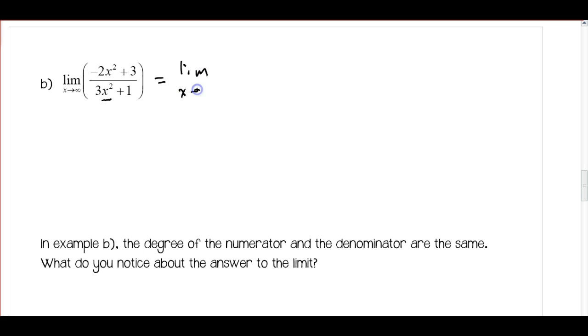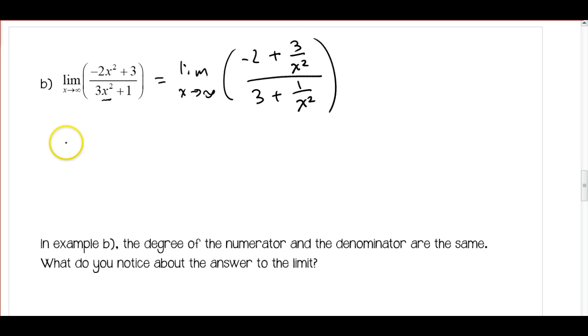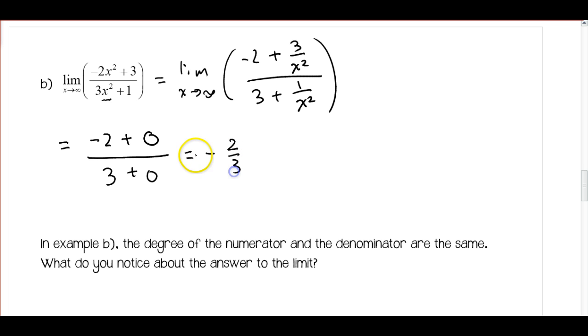We have the limit as x approaches infinity. So I'm going to divide this term by x squared. So I get negative 2, divide the 3. So I have 3 over x squared. Moving on to the denominator, 3x squared divided by x squared is 3, plus 1 over x squared. And then this limit is going to be negative 2 plus 0 over 3 plus another 0. So now this limit is negative 2/3.